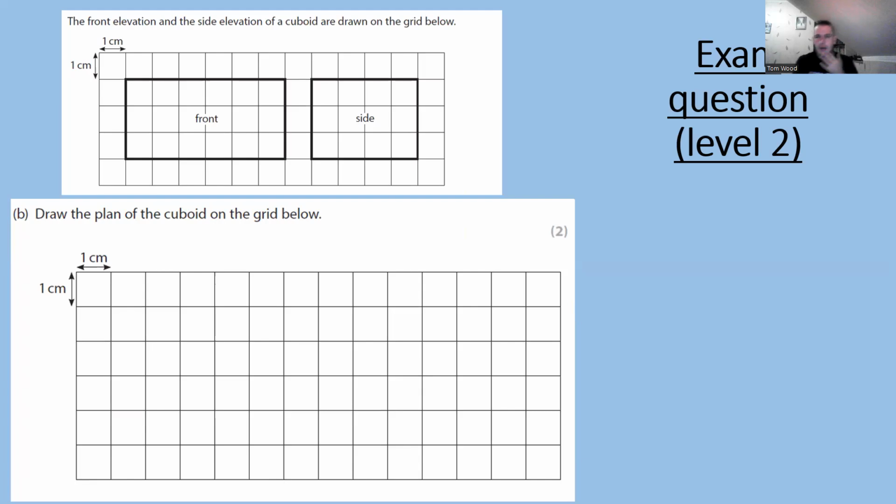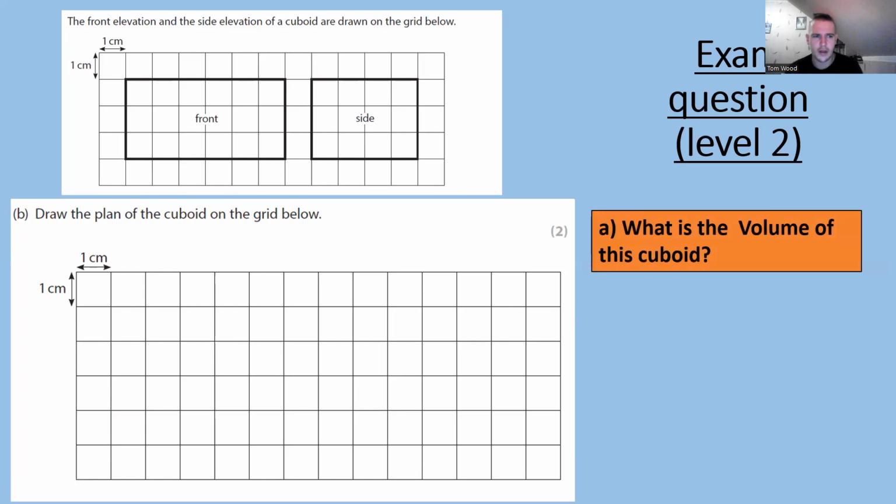Just one more style of question here, and this is the example that I was saying about a little while ago. The front elevation and the side elevation of a cuboid have been drawn on the grid below. Draw a plan view of the cuboid on the grid. Again, you just need to think a little bit about this and see what am I seeing here. If it helps, draw a quick sketch of it and maybe put some of the dimensions on there. That can be very, very useful.